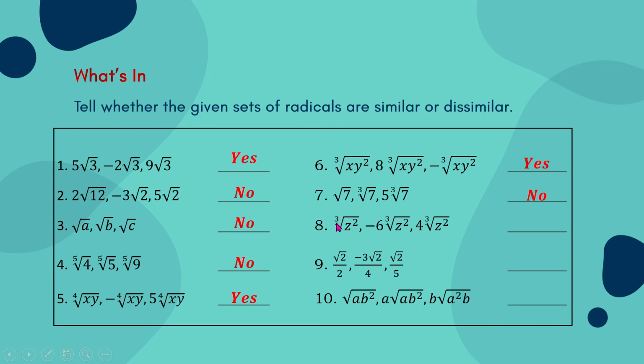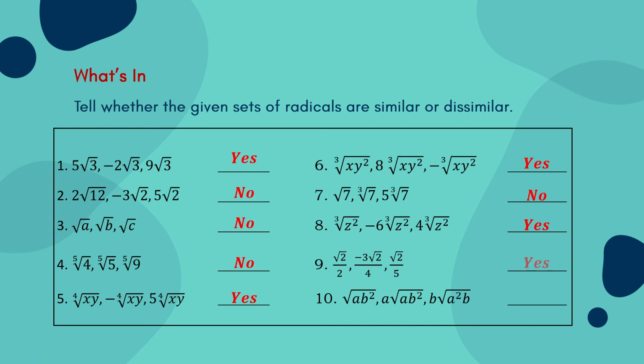Next, do they have the same index? 3, 3, and 3. Check. Same radicand: z square, z square, z square. So check. It is yes. Even if there are different numbers or variables outside the radical symbol, since it satisfies the two conditions of a similar radical, the answer should be yes. Number 9. Do they have the same index? 2, 2, and 2. Do they have the same radicand? 2 inside, 2 inside, 2 inside. But how about the numbers outside?